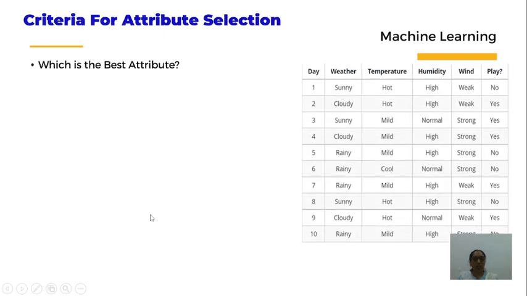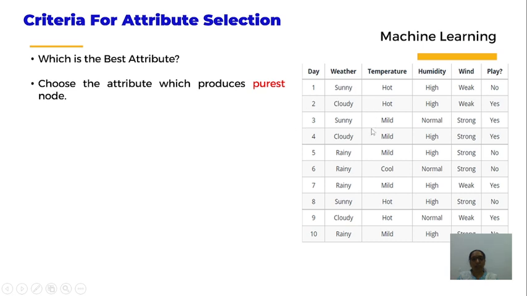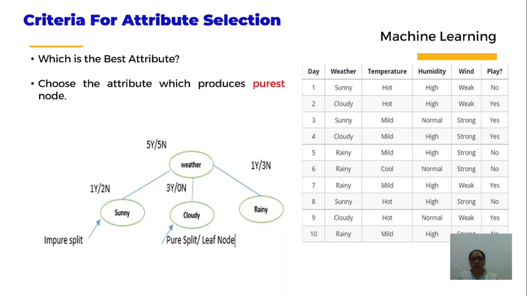So continuing with this example, we want to choose the best attribute. To decide how to choose the best attribute, we need the purest node. So how do we find the purest node or the pure split? We will understand that with this example. Here for this particular data set, we have this decision tree, and considering weather, we are getting 5 yes and 5 no values. For sunny we have 1 yes and 2 no values. If the weather is cloudy, we get 3 yes and 0 no values, and if it is rainy, we have 1 yes and 3 no values.